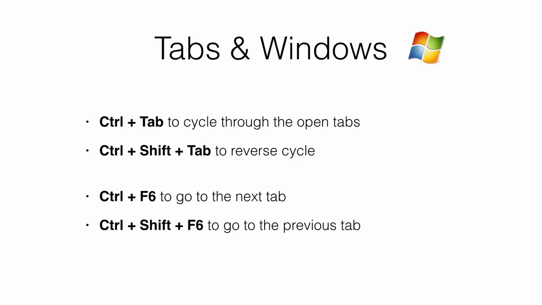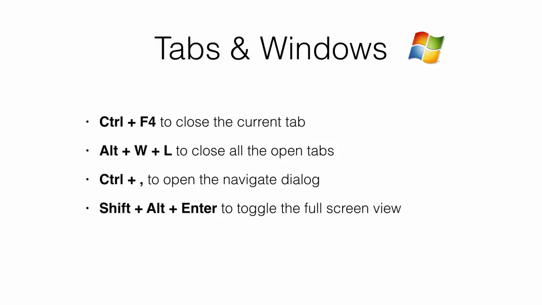So let's recap. Use Ctrl and Tab to cycle through the open tabs. You can use Ctrl, Shift, and Tab to do a reverse cycle. Use Ctrl and F6 to go to the next tab, or Ctrl, Shift, and F6 to go to the previous tab. Use Ctrl and F4 to close a tab. After you finish a task, clean up your workspace by closing all open windows. You can do this by pressing Alt, W, and L.